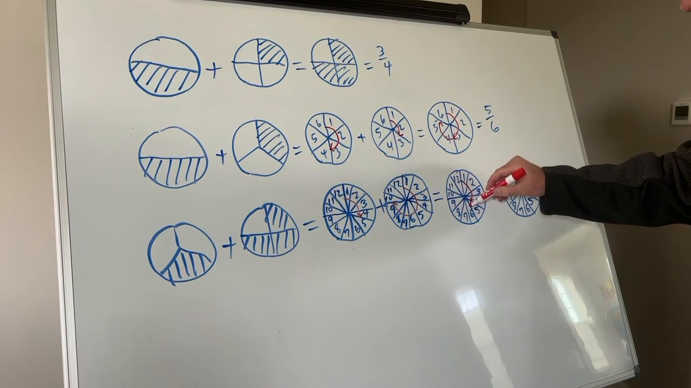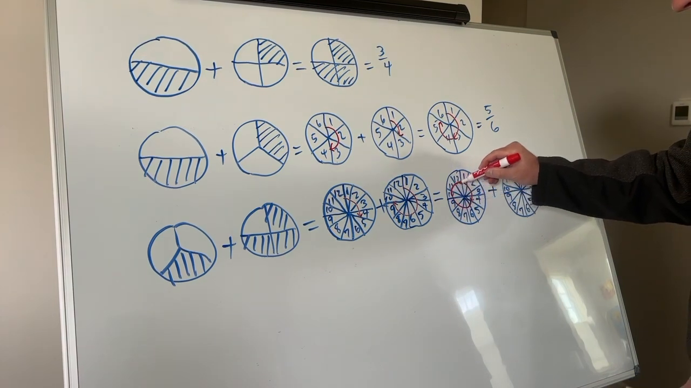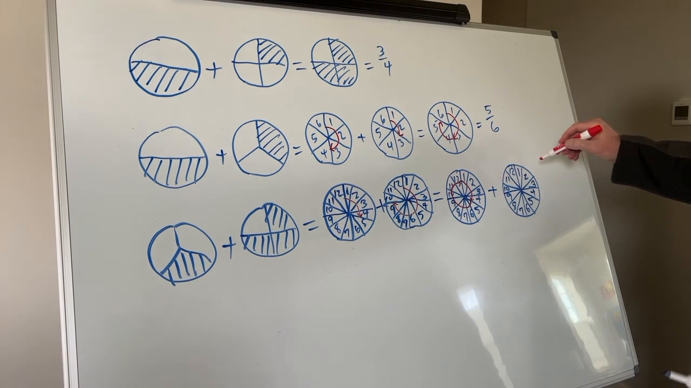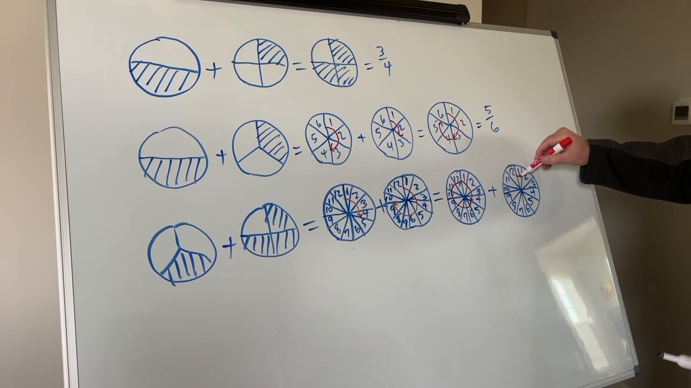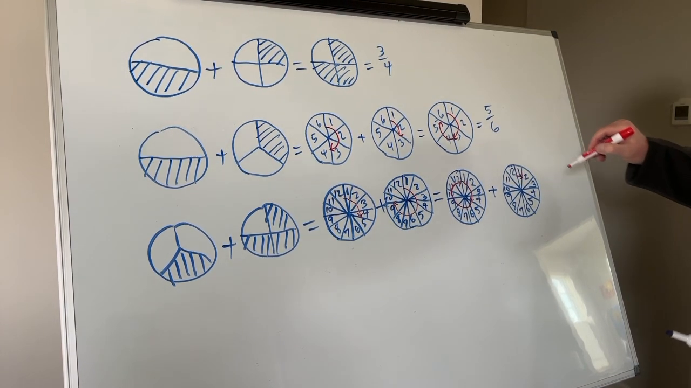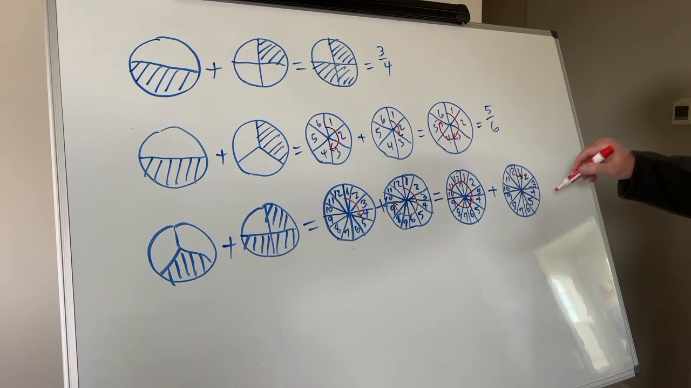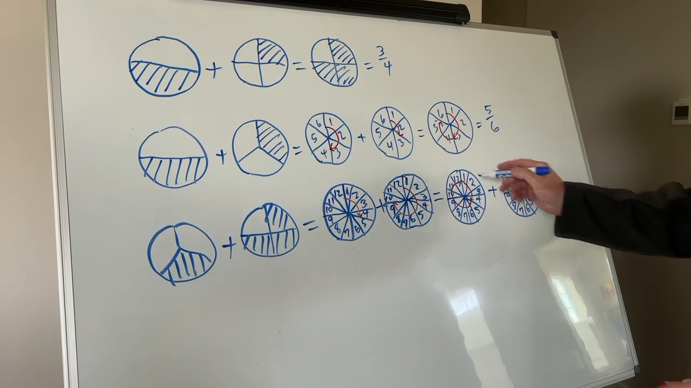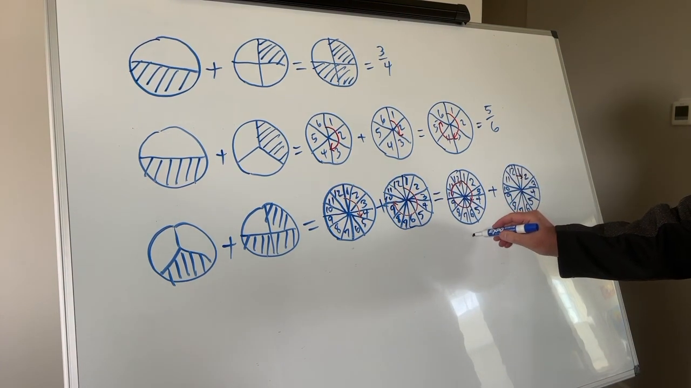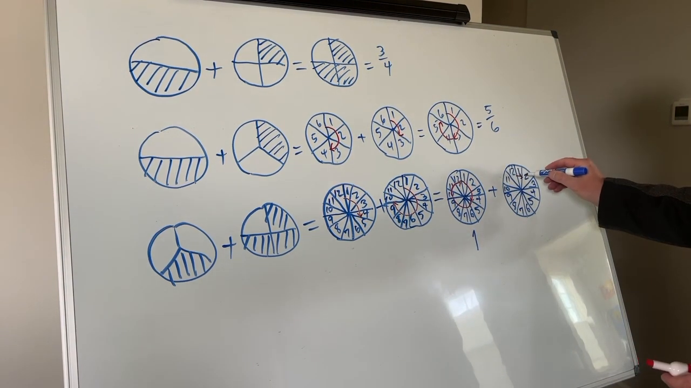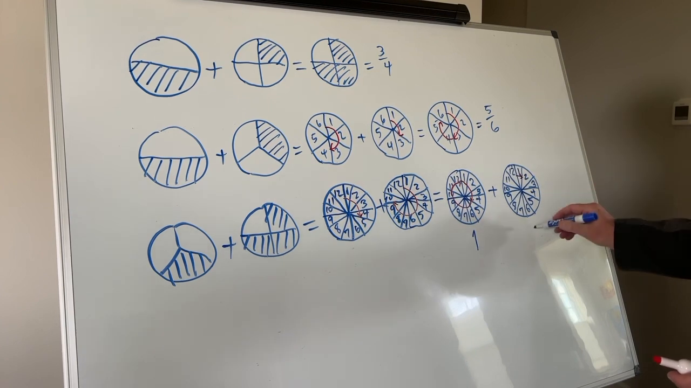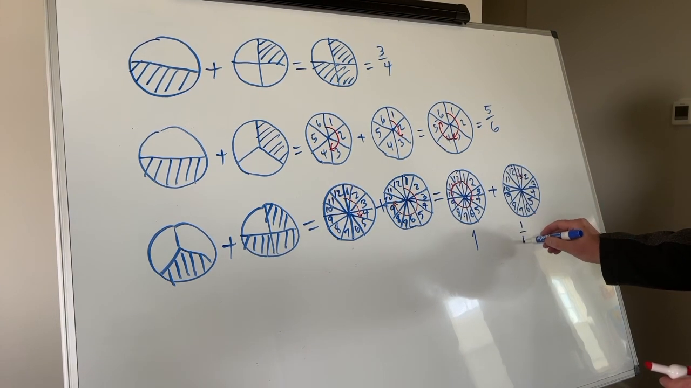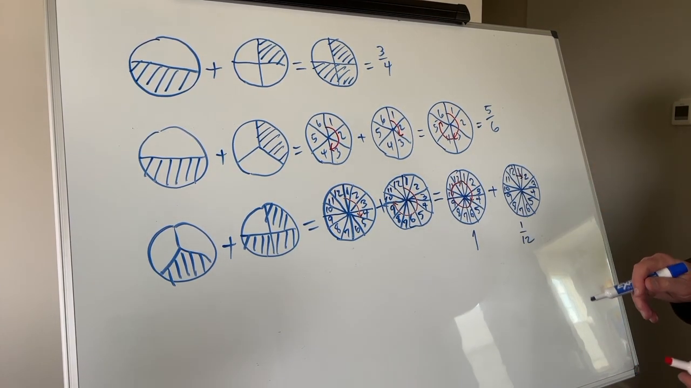However, if we go all the way to 12, we have to go with the next circle, which would be the first one here. Just one of the next circle. So the answer then is 1 full circle, and then 1 of the last circle of 12, so 1/12. That's the answer.